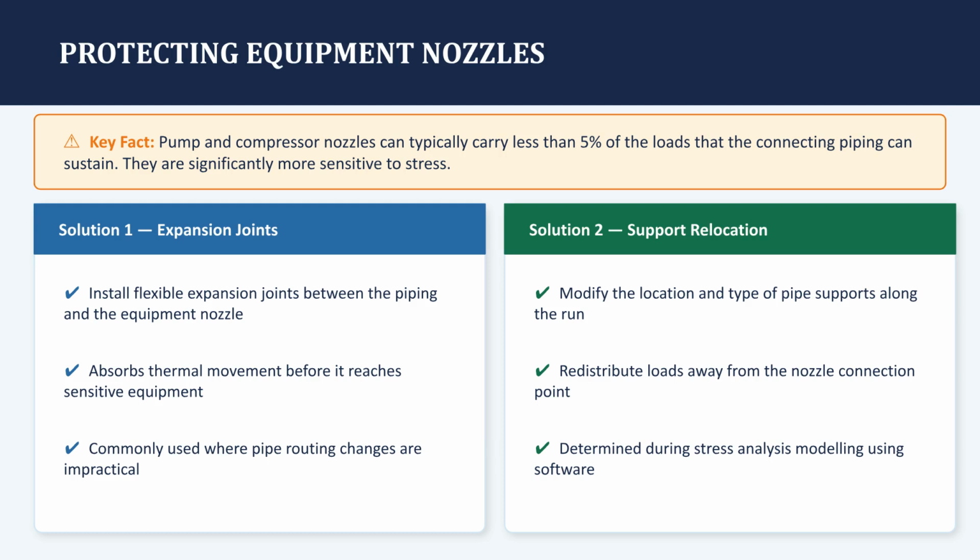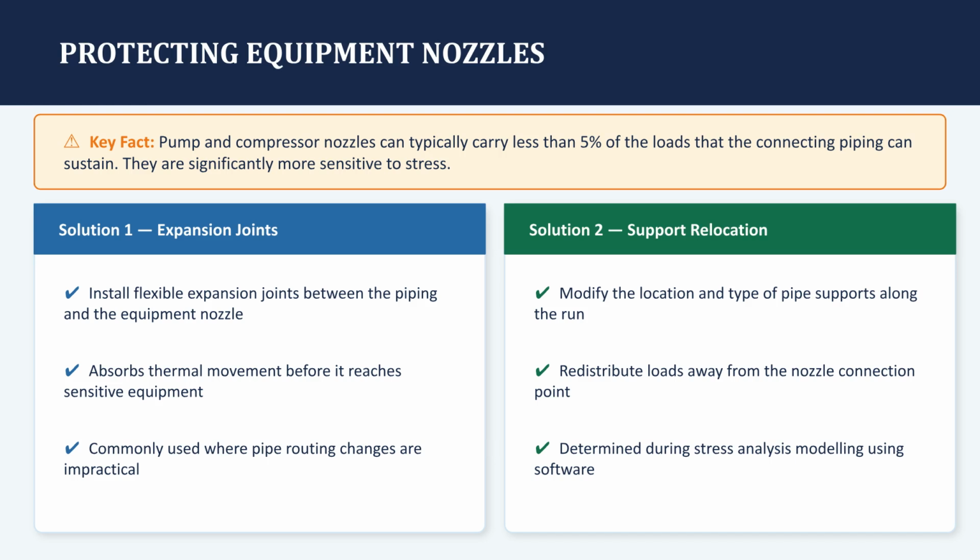Solution 2, support relocation. Instead of adding a flexible joint, engineers can also solve the problem by changing where and how the pipe is supported along its route. By moving a support to a different location, or by changing the type of support, for example from a rigid support to a spring support, the load path changes, and the forces get redistributed away from the equipment nozzle and onto the supports instead, which are built to handle those loads. This is typically figured out during the stress analysis process itself, using specialized software that models the entire piping system and calculates exactly where the loads are going.